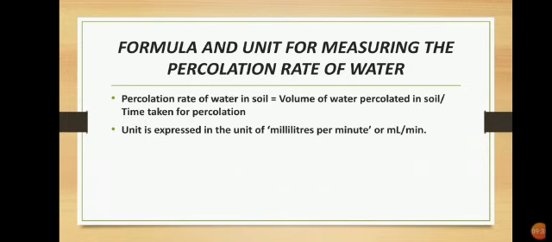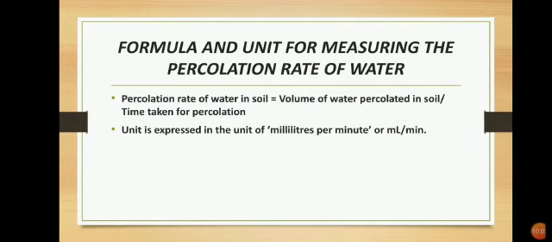Now suppose someone says that the percolation rate of water in the soil is 5 milliliter per minute. So what does it mean? It means that 5 milliliter of water passes down through this soil in every 1 minute.